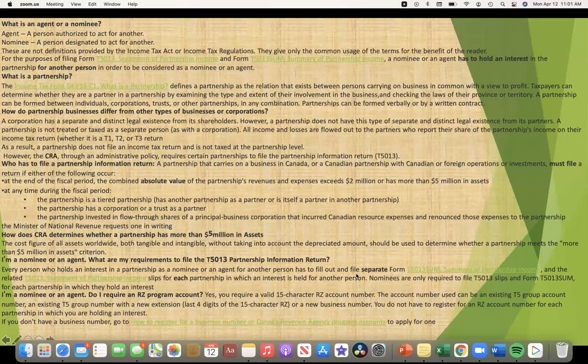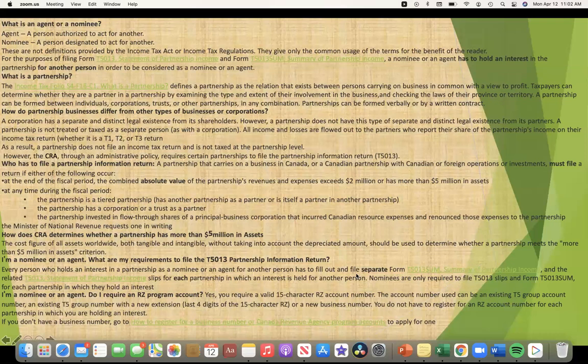So how does CRA determine whether a partnership has more than 5 million in assets? So the cost figure of all assets worldwide, both intangible and tangible, without taking into account depreciation amounts that should be used to determine whether a partnership meets the more than 5 million in assets.